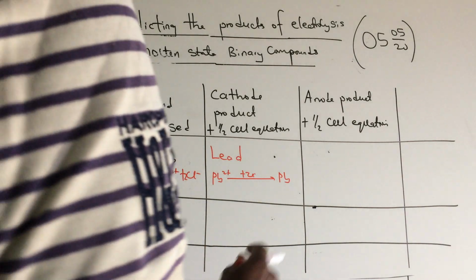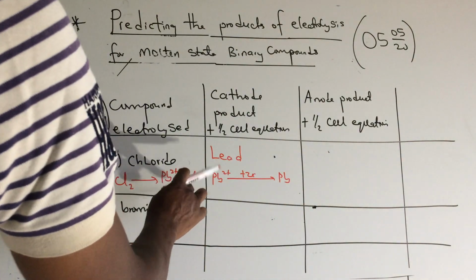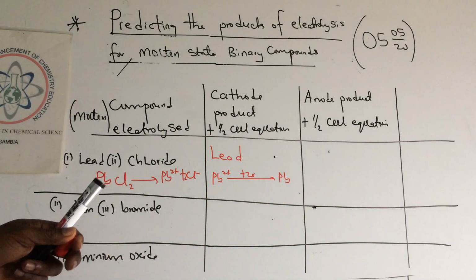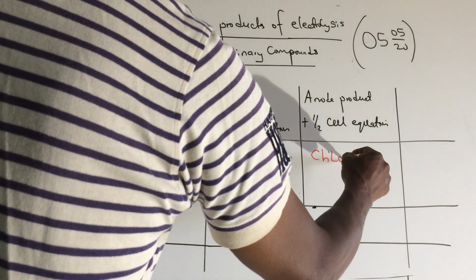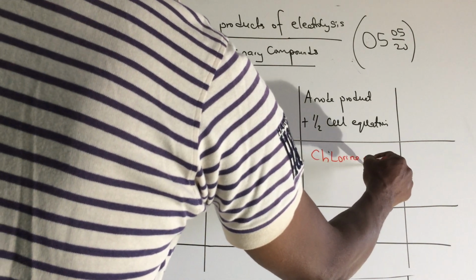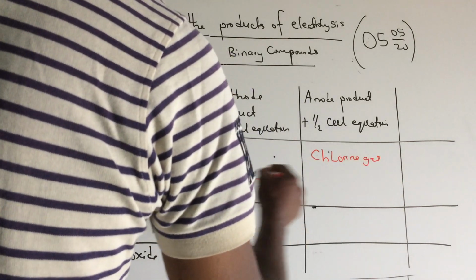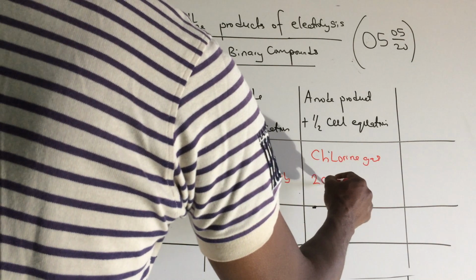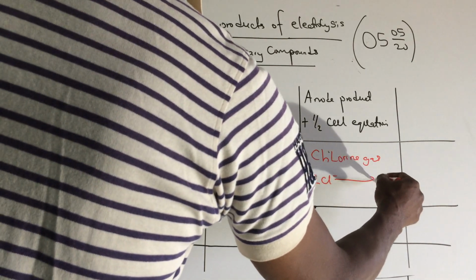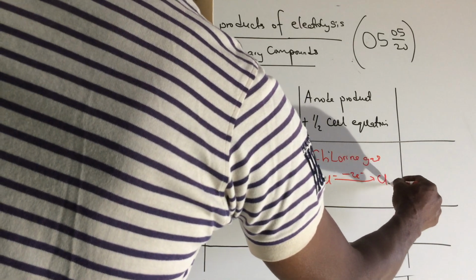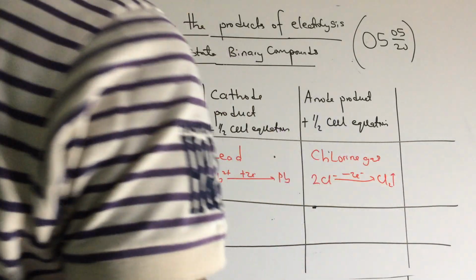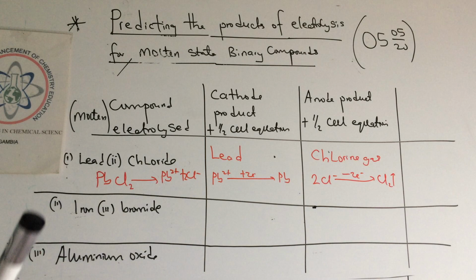And likewise, the other ion goes to the what? Anode. And we get chlorine gas, and you have the half-cell equation, with the extra electrons. That's the gas you obtain. So that's the first one.